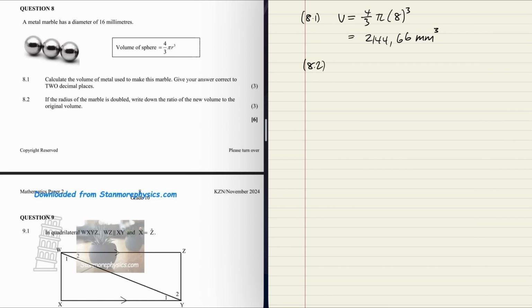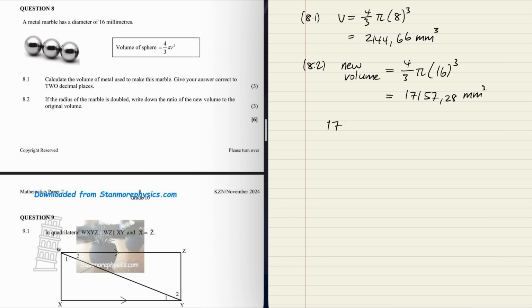Question 8.2. If the radius of the marble is doubled, write down the ratio of the new volume to the original volume. So what we can do here is, let's work out the new volume. So the new volume is going to equal 4/3 pi, and they double the radius. So if the radius was 8, the radius is now going to be 16, so 16 cubed, and that's going to give us an answer of 17157,28. That's millimeters cubed. So they want to know what is the change.